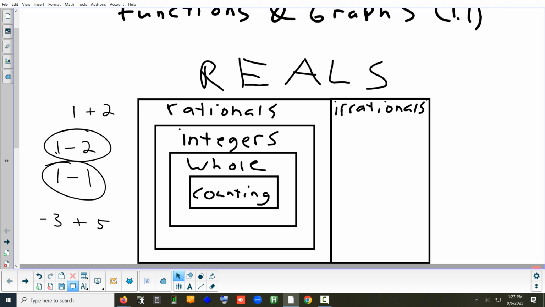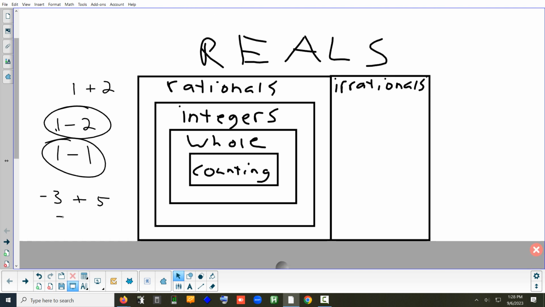How about if I subtract them? What's negative 3 minus 5? Negative 8. Is that an integer? Yeah, so that's fine. How about if I multiply them? Negative 3 times 5. What do we get? Negative 15. Is that an integer? Yes. So those all were okay, but now let's look at division. Negative 3 divided by 5. Is that an integer? No. So if all you stick with is integers, then you can never deal with parts or pieces of something.